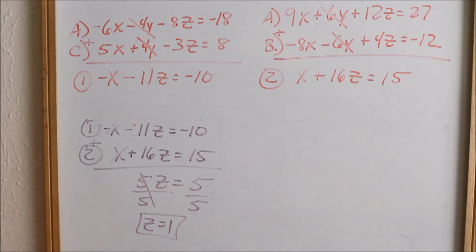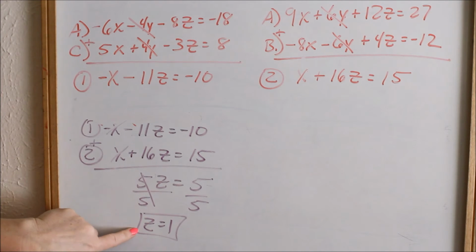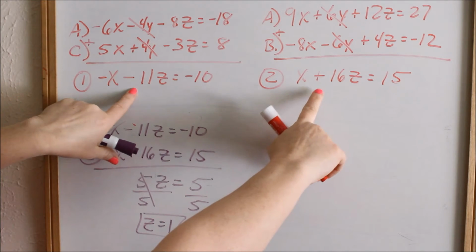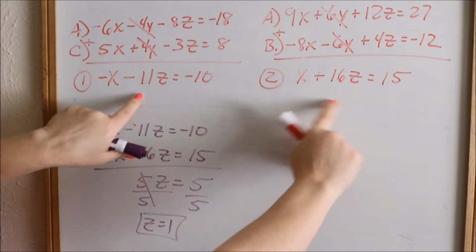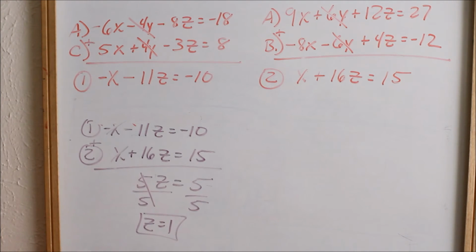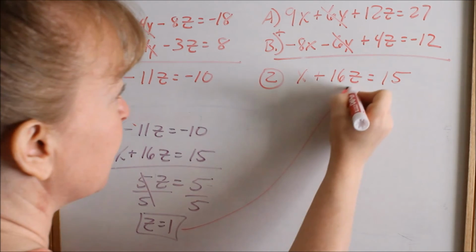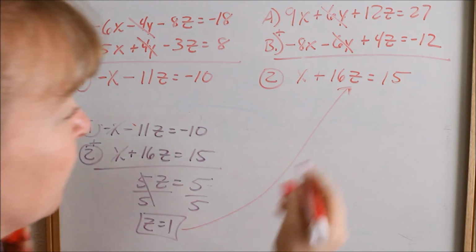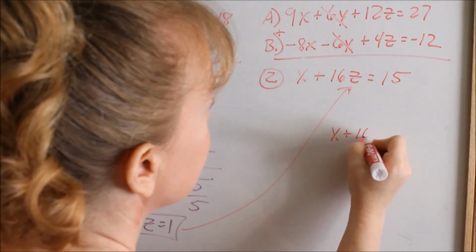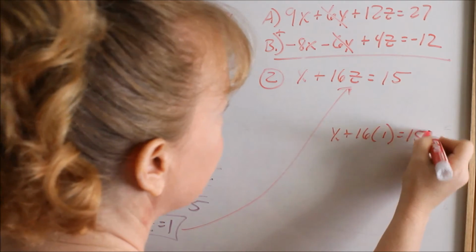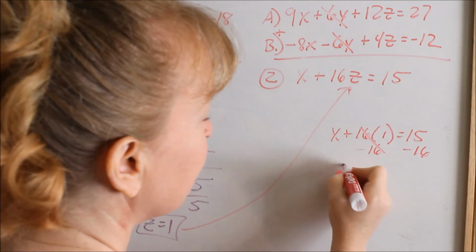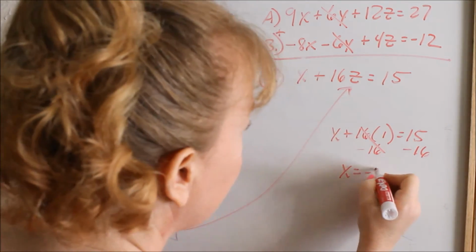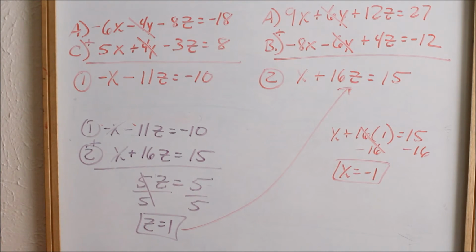Okay, now we need to solve for the other variables. How do we do that? We're just going to go backwards in our steps. Z equals 1. I can now put that back into equations 1 or 2 to solve for x, because this equation only has x's and z's. So if I have z, now I can solve for x. So I'm basically going to take this and put that in right there. So x plus 16 times 1 equals 15. So that would be 16. Subtracting 16 from both sides, x equals -1.